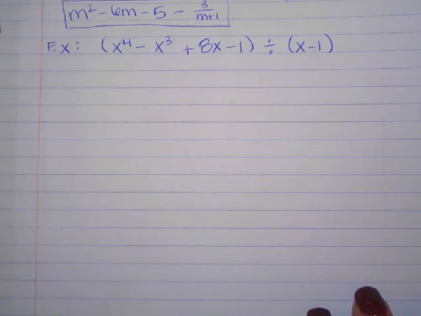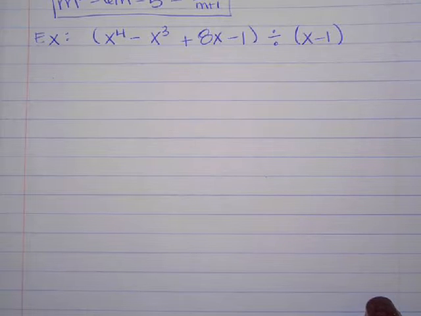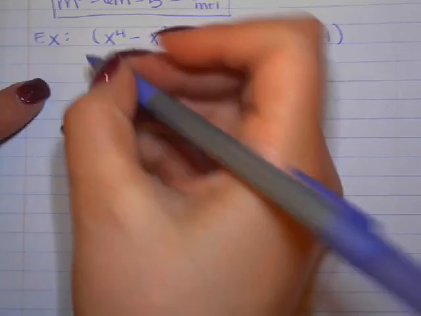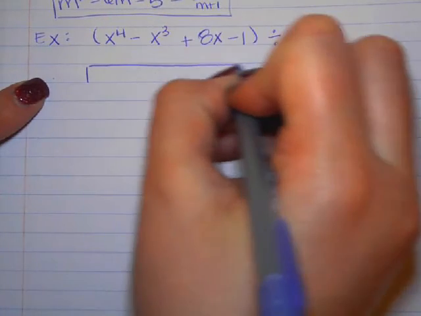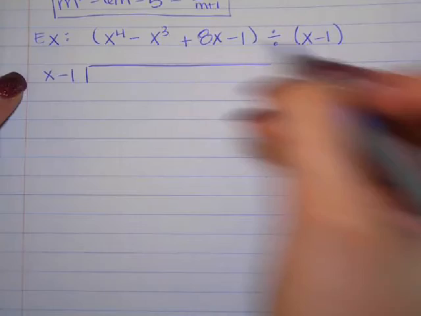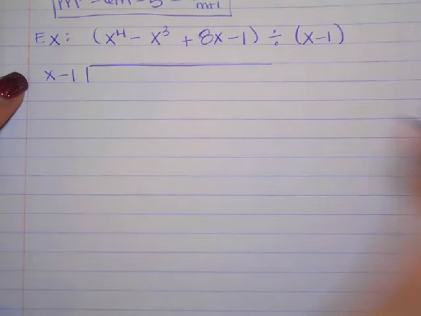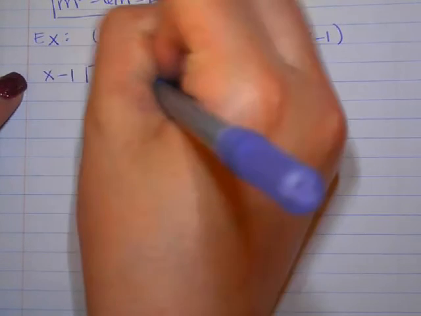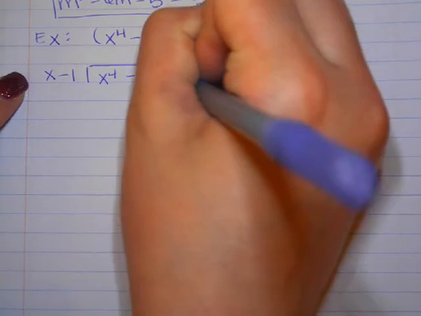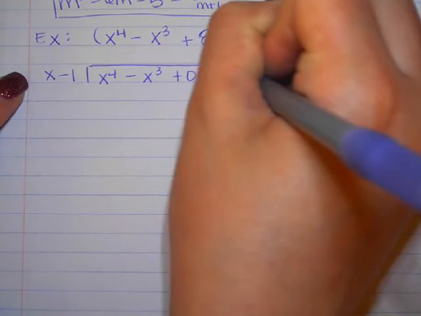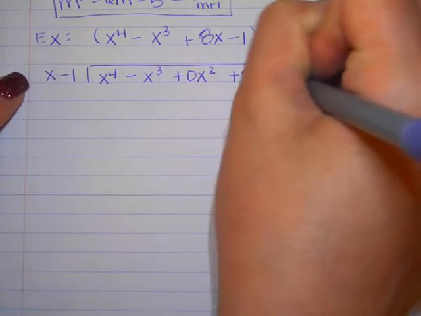So what should we do for the x squared term? Put a 0 there. So when I write this problem out, I have the x minus 1, and then I have to be careful when I write the rest to put a 0x squared in there. So plus 0x squared, then plus 8x, and then minus 1.